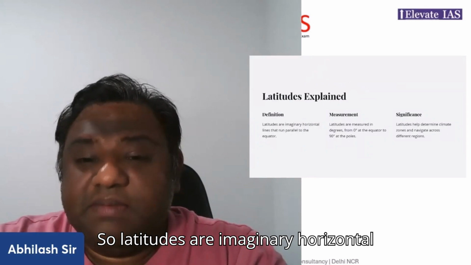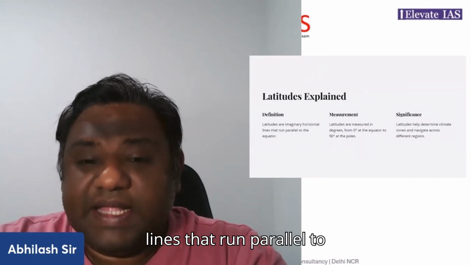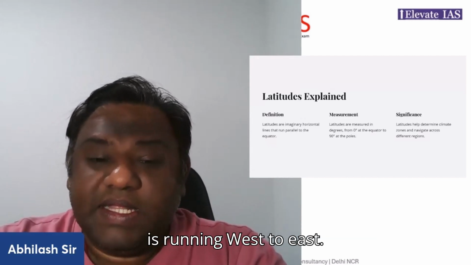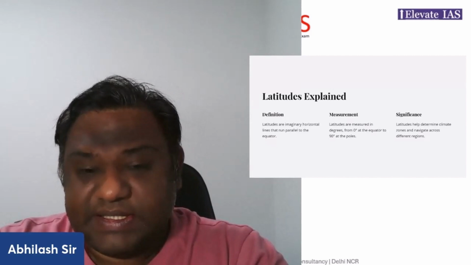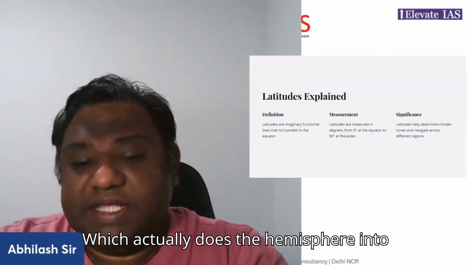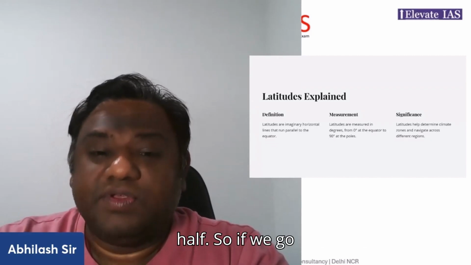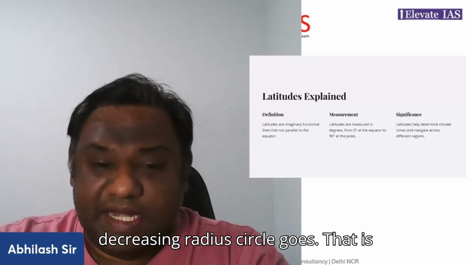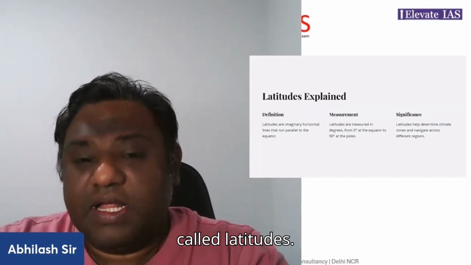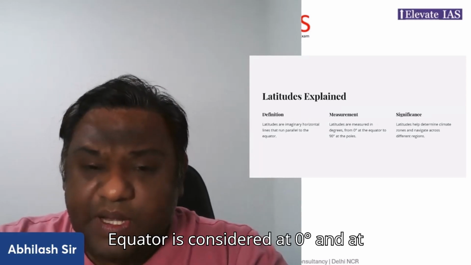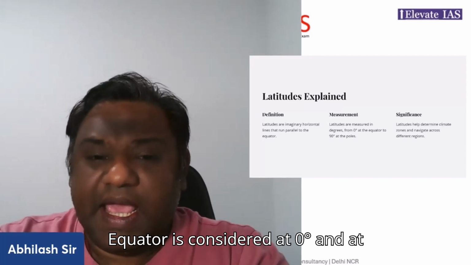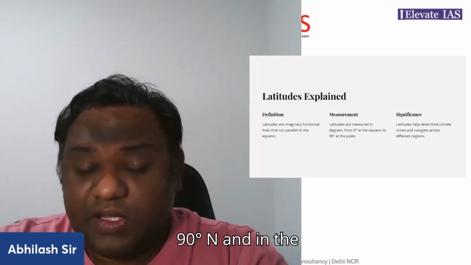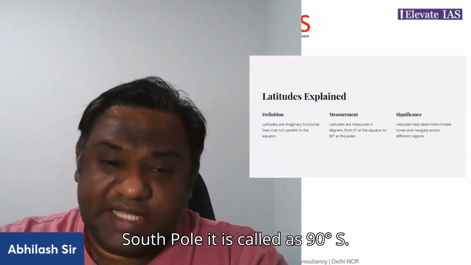So latitudes are imaginary horizontal lines that run parallel to the equator. So what is the equator? The equator runs west to east, which divides the hemisphere into half. If we go upwards, circles of decreasing radius are formed, and these are called latitudes. The equator is considered at 0 degree, and the north pole is called 90 degree north, and the south pole is called 90 degree south.